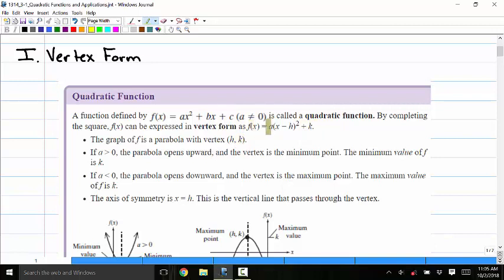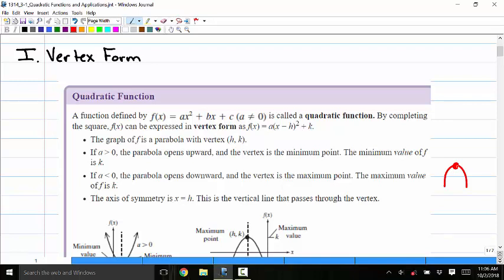Some things to notice. That a out front, if it's positive, the parabola is going to open up. If that a out front is negative, the parabola is going to open down. Okay, if you have a parabola that opens up, are you going to have a relative min or a relative max? You're going to have a relative minimum. It's at the bottom of a valley. That vertex is going to be your relative min.